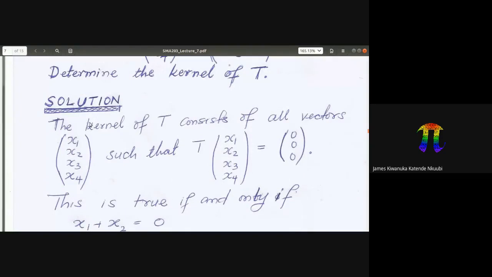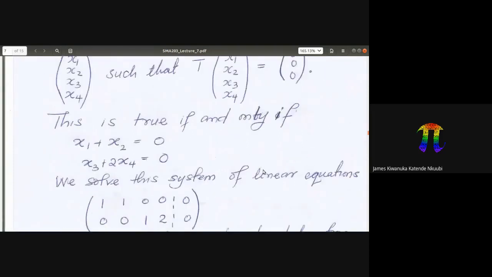So the solution, again, is as follows. We need to find all vectors in R4 which are mapped onto the 0 vector in R3. So if we can find those, that means we need to find those vectors which satisfy these two equations. So again, we have 2 equations in 4 variables.